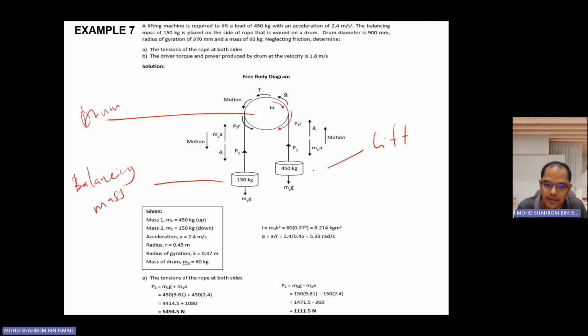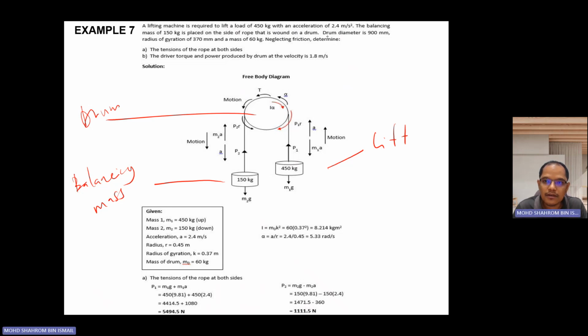As we know, the lift is moving upward. So when the lift is in upward motion, the balancing mass is supposed to be in downward motion. Right? So you're going to go by this, right?